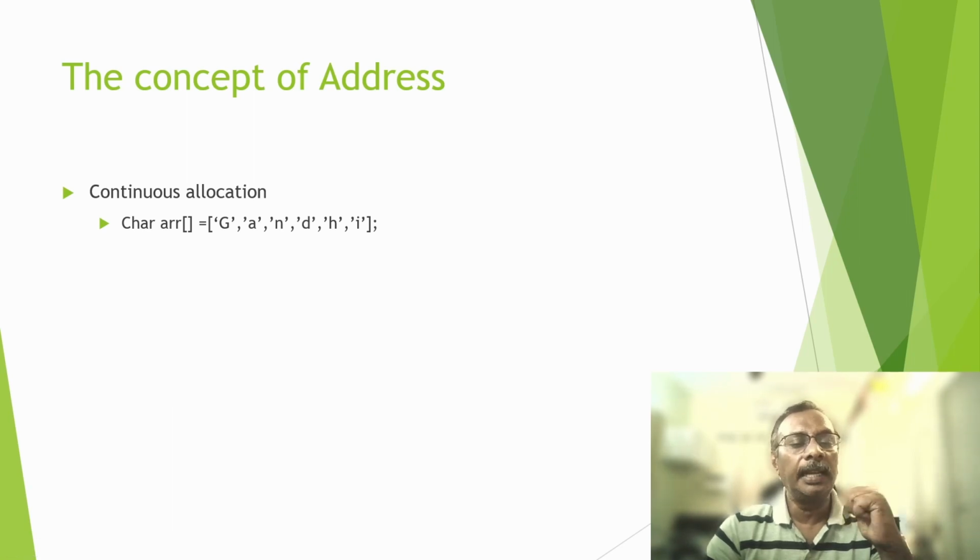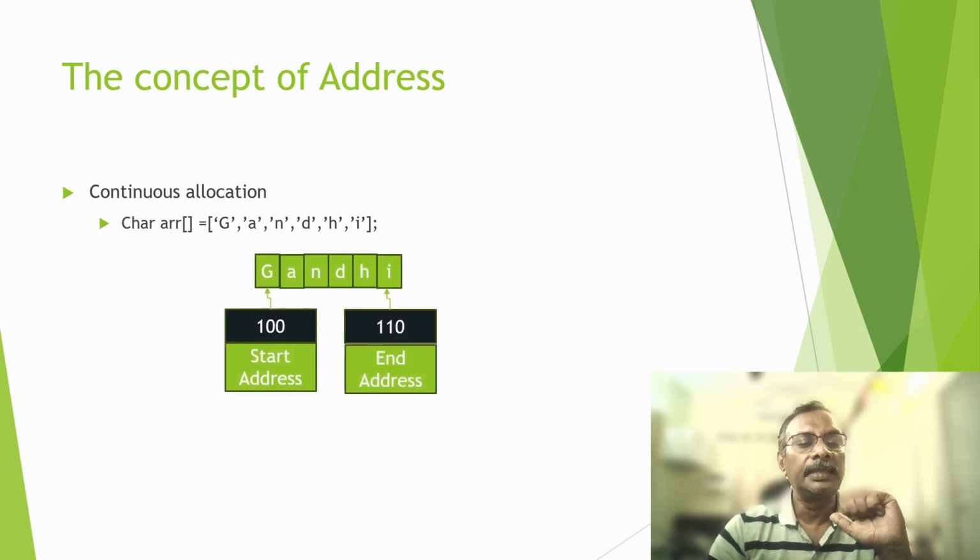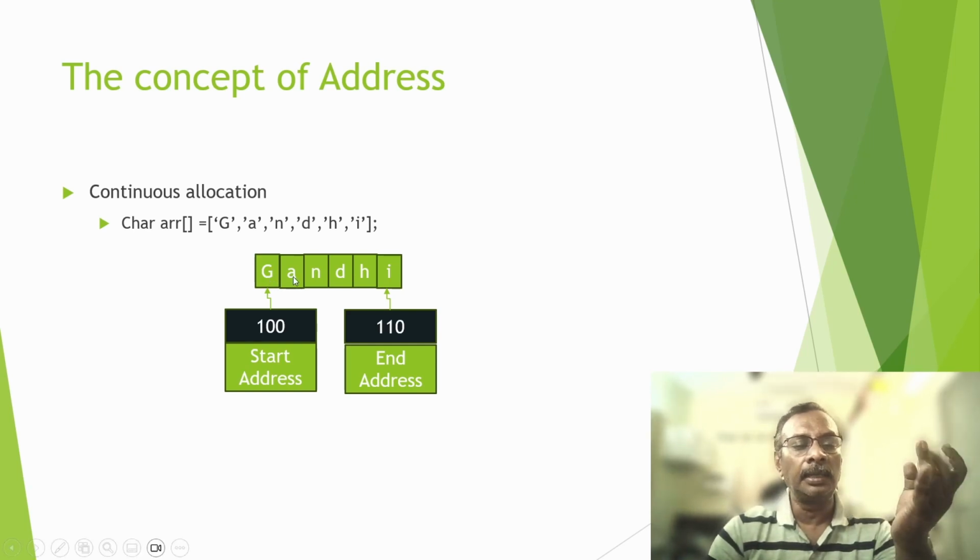Okay, so in that case, what happens is, it is allocated in memory like that, which has 6 continuous locations in memory, where the starting address, let us assume the starting address of the G is 100, then G will be 100, 101, A will be 102, 103, N will be 104, 105, D will be 106, 107, H will be 108, 109, I will be 110, 111.